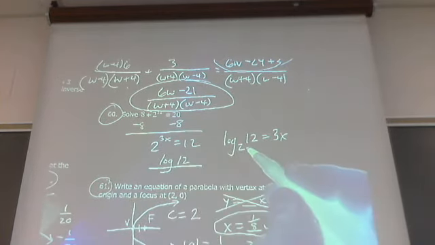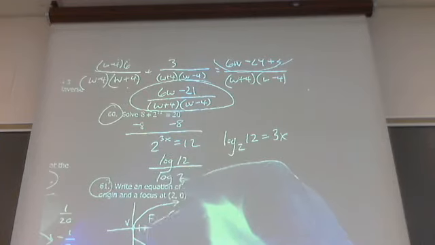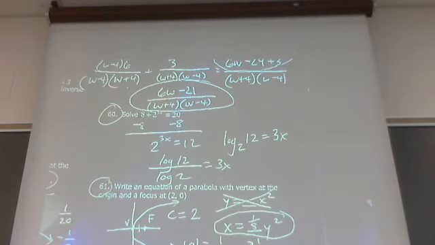What? Log 12 over log 2 equals 3x. I'm thinking you can handle it from there. Oh, I don't have a calculator. It's in the truck, in the car. Oh, okay, yes. That would be a good place to keep it. It's a quiet place.